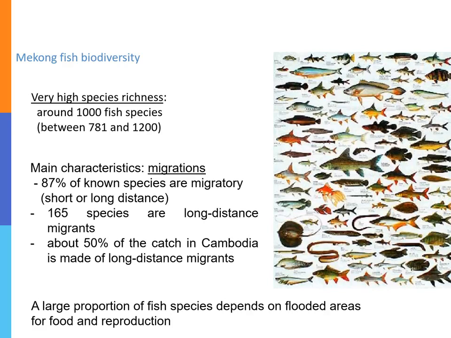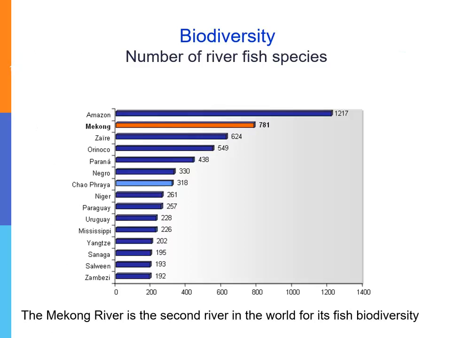In fact, this reflects the fact that a lot of fish species depend on flooded areas for food and reproduction, but when these flooded areas get dry, they need to move to another habitat during the dry season. How does this fish biodiversity compare with the rest of the world? Actually, the Mekong is the second river in the world for its number of fish species after the Amazon River.